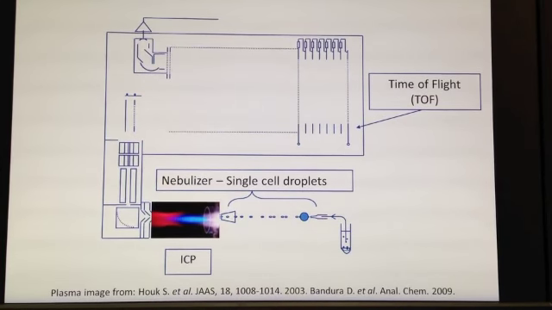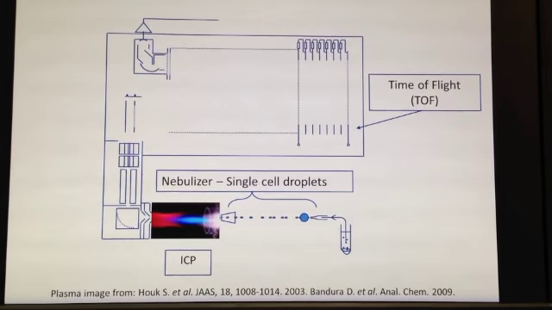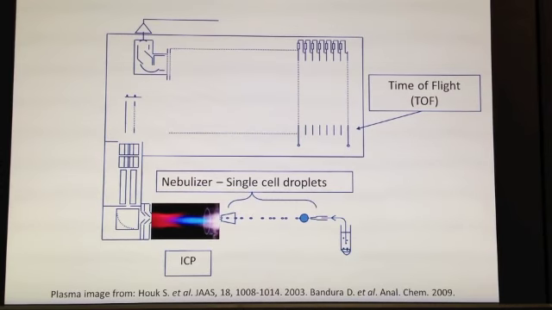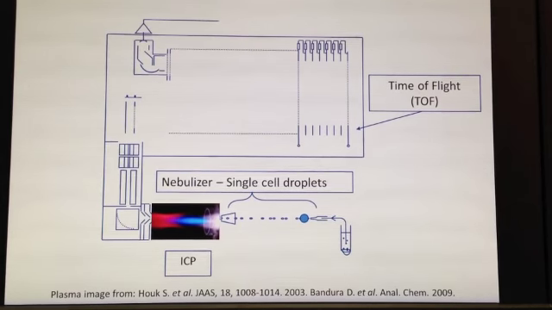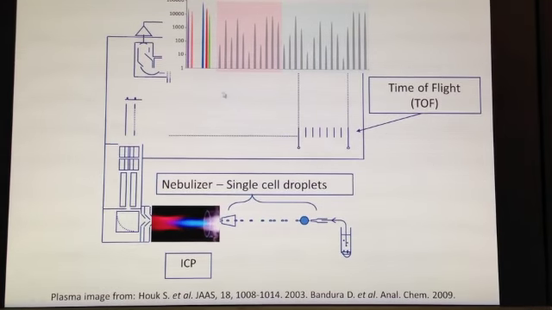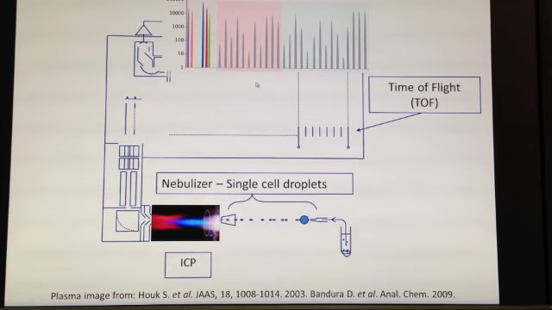Here they enter the plasma, which is extremely hot, close to 7,000 degrees Celsius, where every single cell is broken apart into its single components, and also all of these components are then ionized. And then we measure only the metal isotope ions using a so-called mass analyzer, a mass spectrometer. And as a result, we gain a quantitative measure of the single cell metal isotope content.